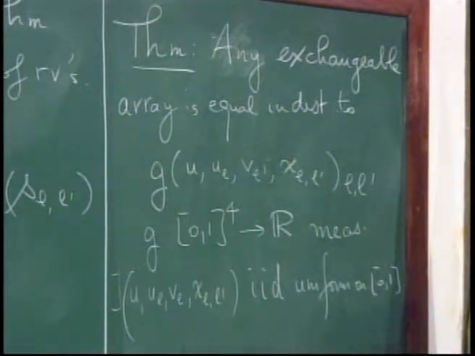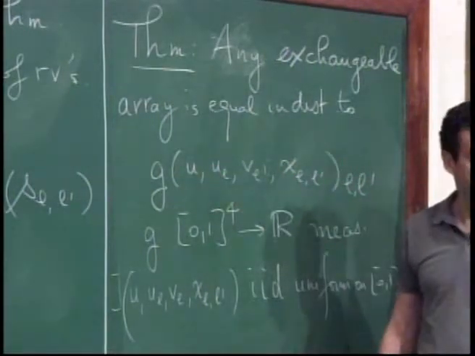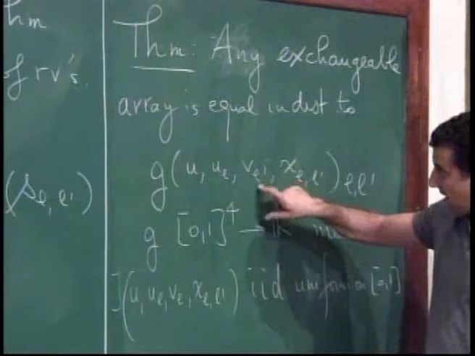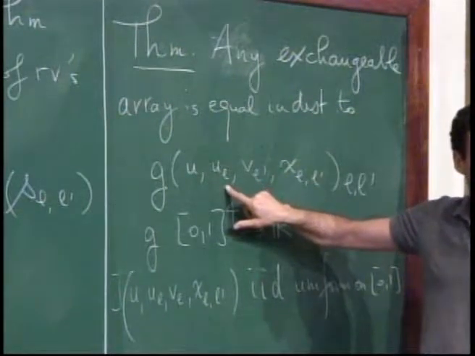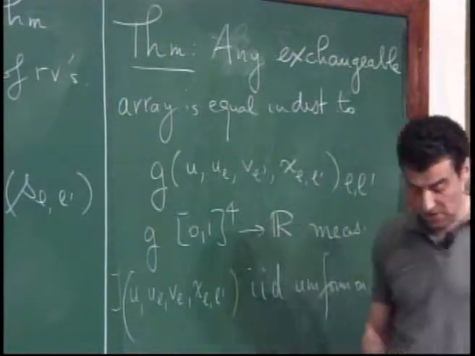Okay. So you're saying to create such an exchangeable array, I generate uniform random variables, and I just take a function of these. Important to note that here I have ℓ', and here ℓ. It's of course not the same: U_ℓ, V_ℓ', X_{ℓℓ'}. All right.